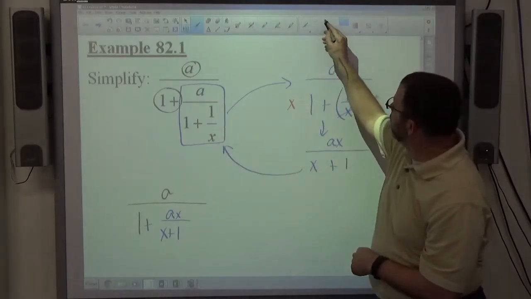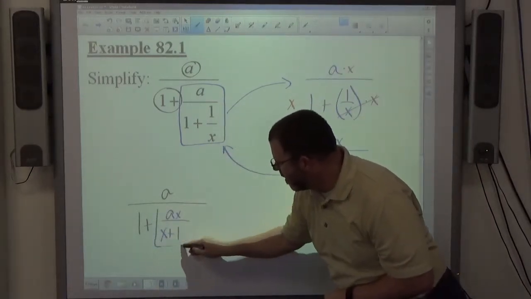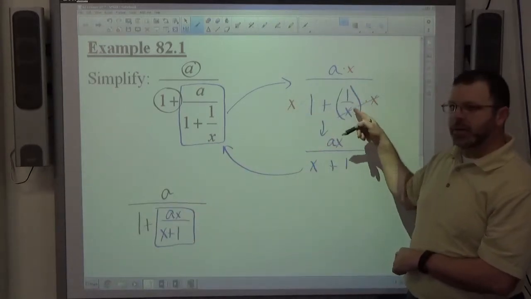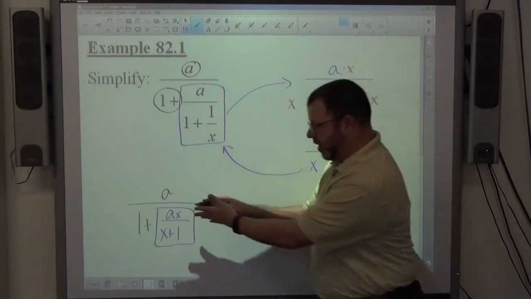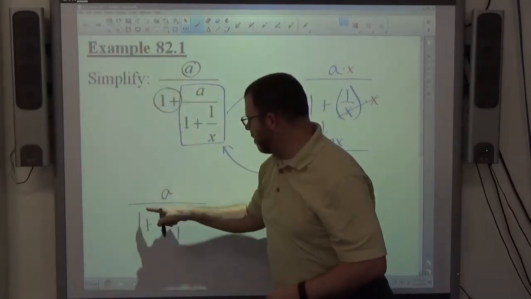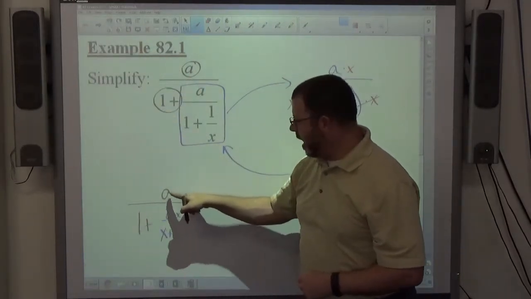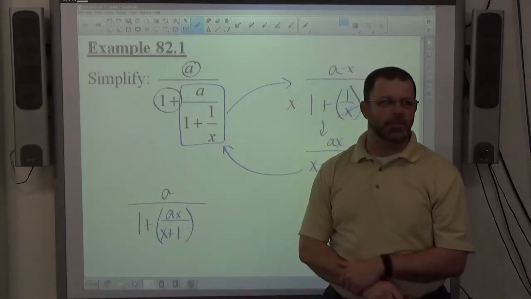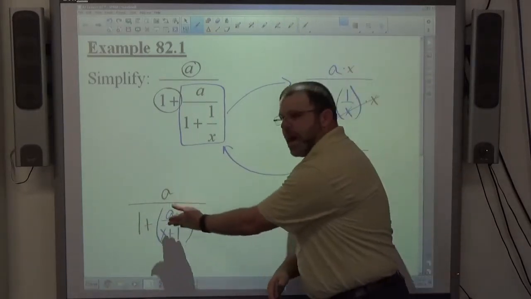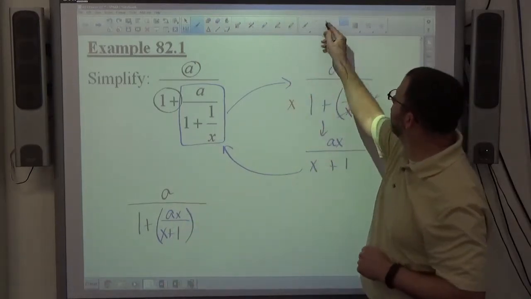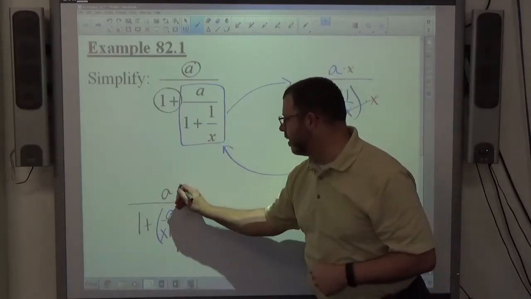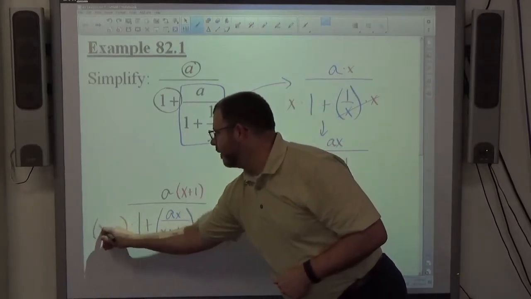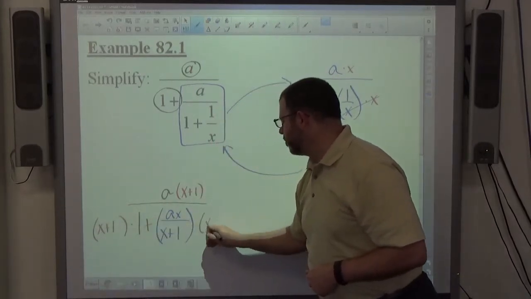Looking at this, notice what I've got in my box there is just the same issue we had over here, right? Here's a very basic fraction. I've got my main fraction bar here. A is not a fraction, 1 is not a fraction, but ax over x plus 1 is a fraction. The only fraction that we have to deal with is the ax over x plus 1. Its denominator is x plus 1. So times x plus 1, times x plus 1, and times x plus 1 is going to fix it.